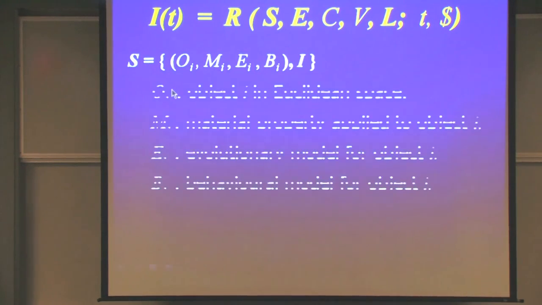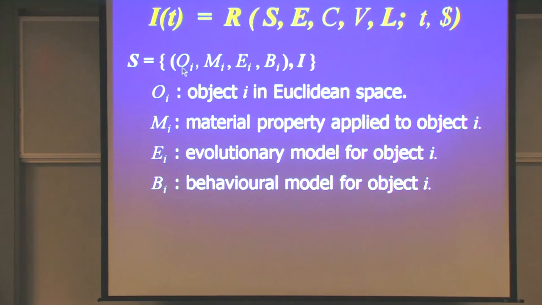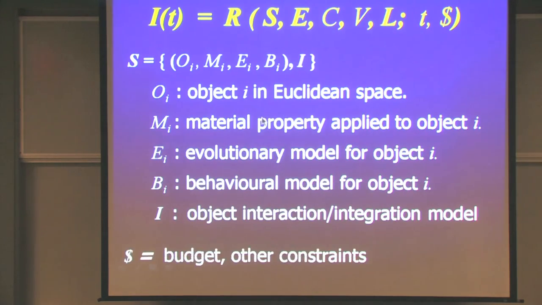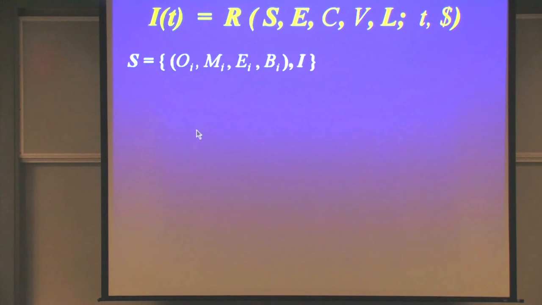So we'll really need something more complex as to what a scene is. A scene is going to have some geometry, some material properties, some kind of evolutionary model, I mean how it can change, some behavioral model, maybe how it can interact, and something that puts it all together in terms of how all these things interact overall. And then we can condition this by budget and a variety of other constraints.